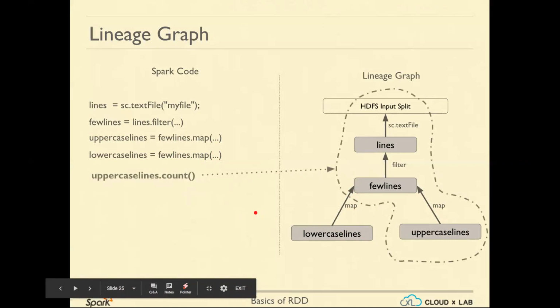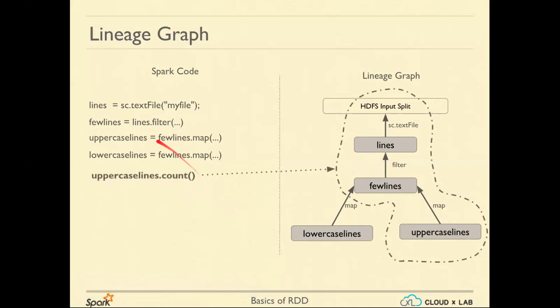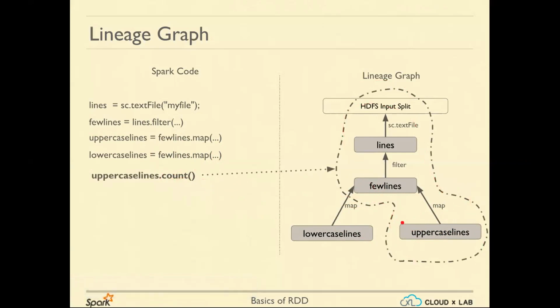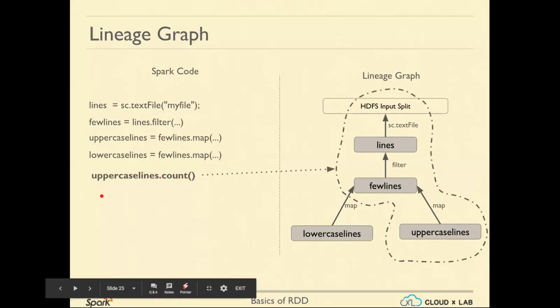So you can see that if we call count, take or collect on uppercaseLines, this part of the graph is going to be called, right? It will first evaluate this, then this, and then this. This part of the graph will not be executed. If at a later point the next statement is lowercaseLines.count, then that part of the graph is going to be evaluated. All right, so this is the lineage graph.